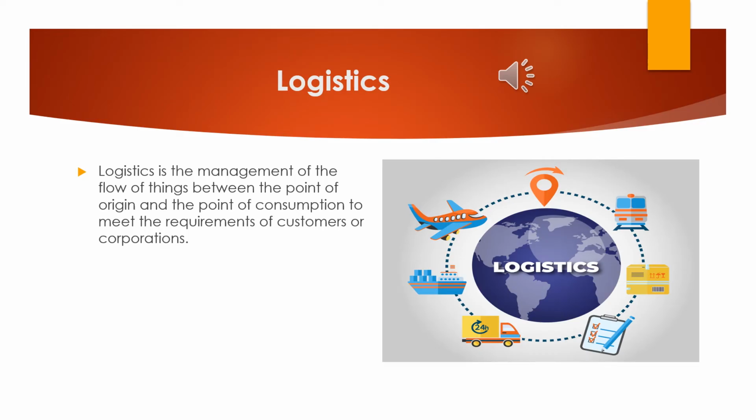Another major function of supply chain manager is logistics, which covers a lot of sub functions including transportation, warehousing, inventory management. But here we will talk that logistics is the management of the flow of things between the point of origin and the point of consumption to meet the requirements of customers or corporations or other businesses.